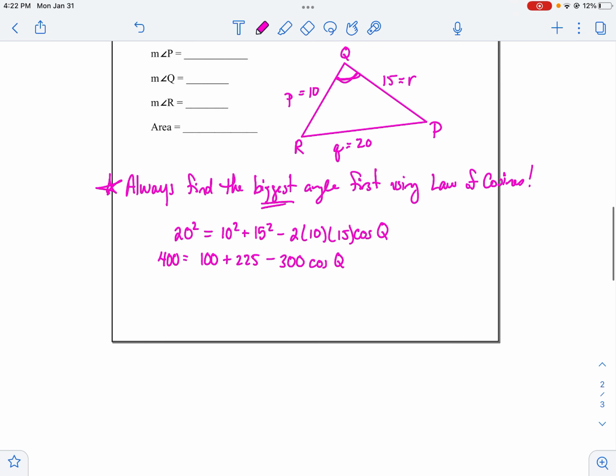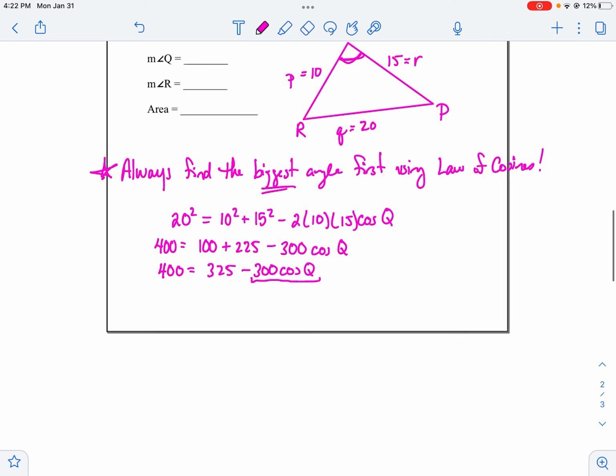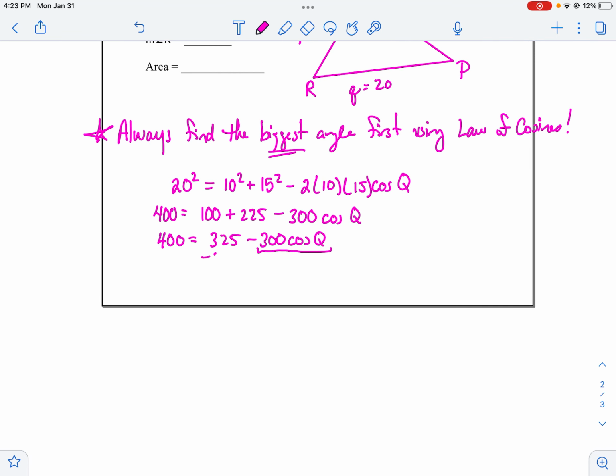And the biggest mistake I see here is people will say, well, that's 325 minus 300 cosine Q. Now be careful. You cannot put these two things together. The 325 and 300 are not going to combine because that 300 is attached to the cosine of Q, okay? This is all one term. So I cannot put the 325 and the 300 together. What I can do is subtract the 325 to the other side. So I have 75 equals negative 300 cosine of Q.